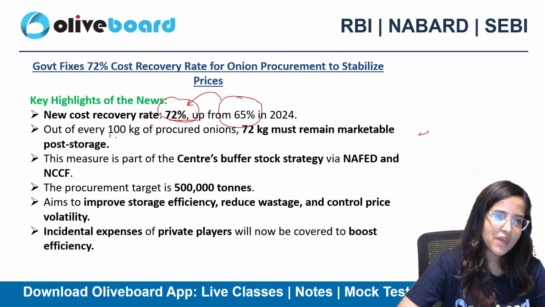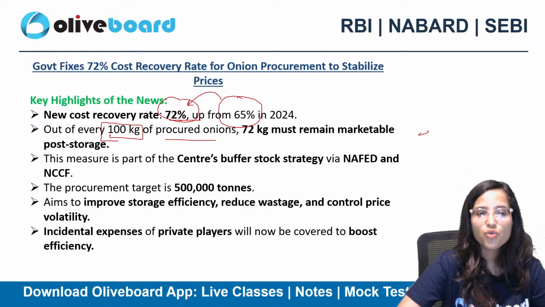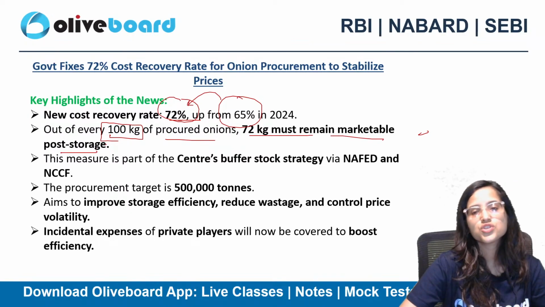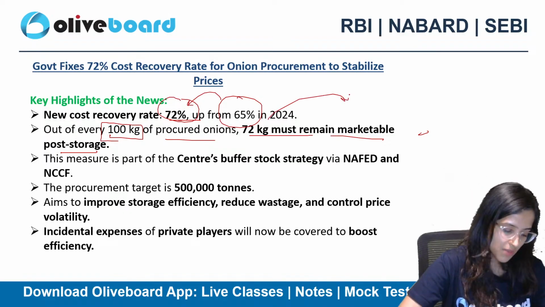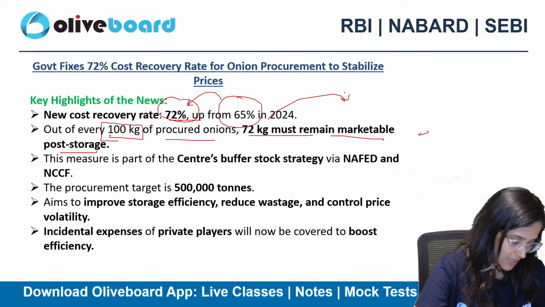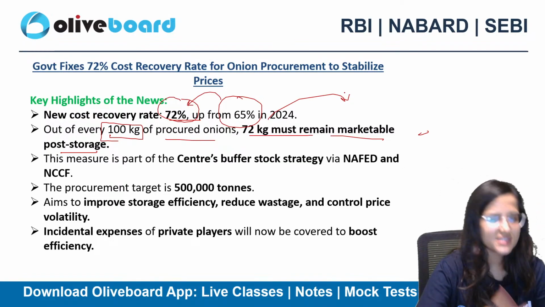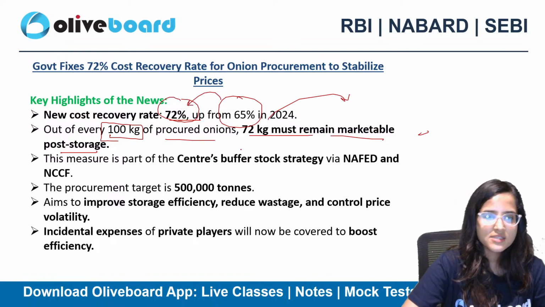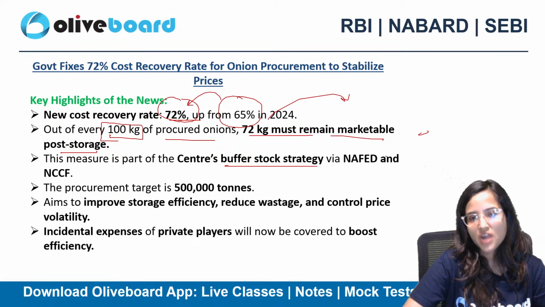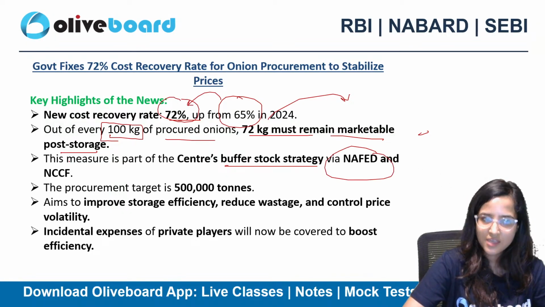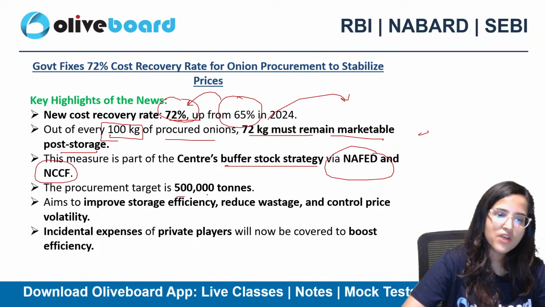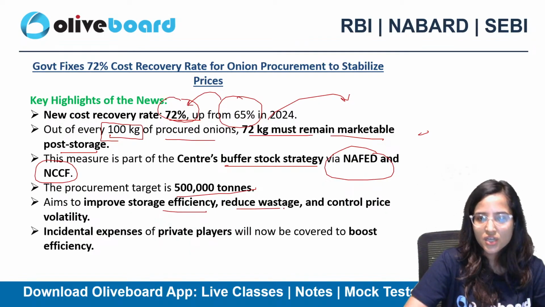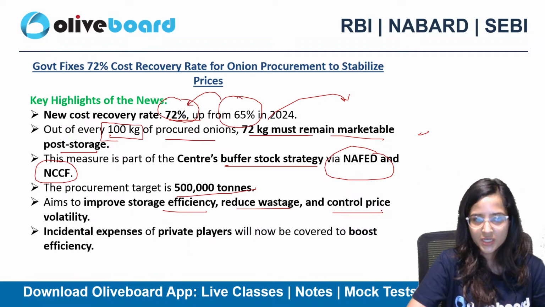This is the new cost recovery rate. Okay, that means out of every 100 kg of procured onions, 72 kg must remain marketable post storage. Okay, 72 kg must remain marketable. That means good procurement out of the total procurement. Exactly, in simple terms. Yes, Chetan. Okay, this is part of the Centre's buffer stock strategy via NAFED and NCCF. The procurement target is 500,000 tons. It aims to improve storage efficiency, reduce wastage, and control price volatility.